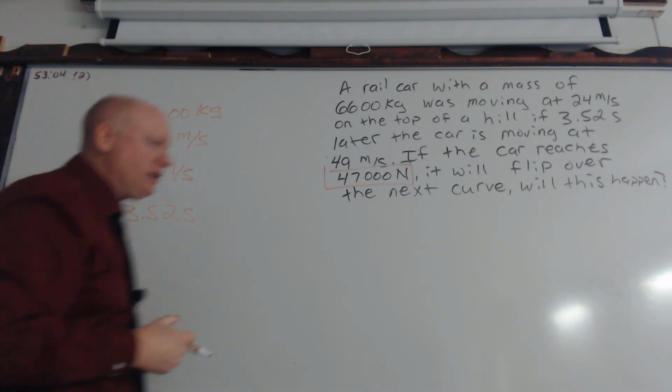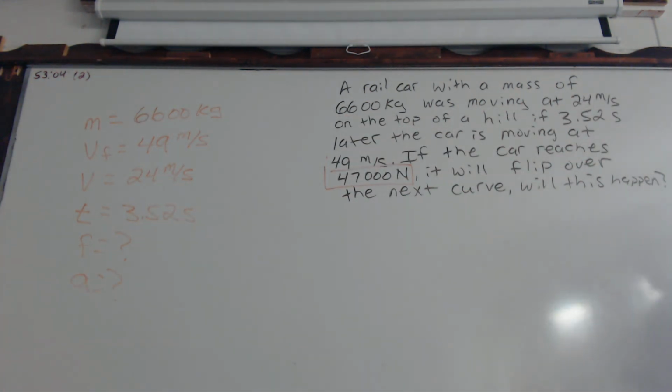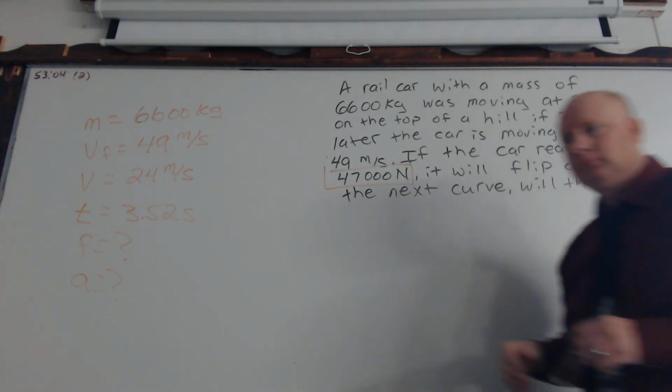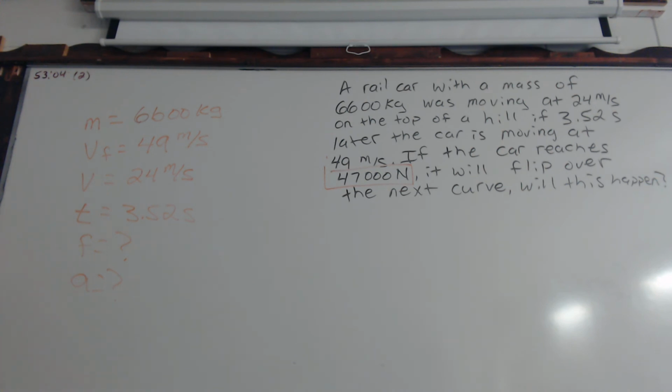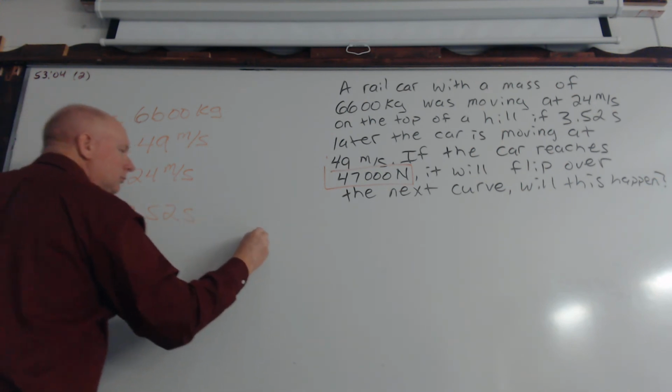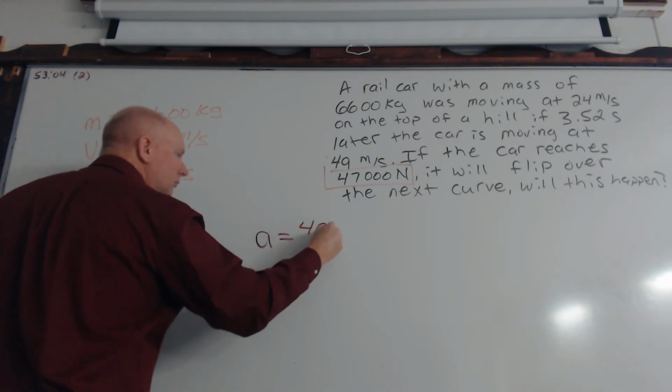We don't have that. But you already got your final velocity and your initial velocity, so you can solve for your acceleration. What you're going to want to do is take your final velocity minus your initial velocity and divide it by your time. And then you get 25.